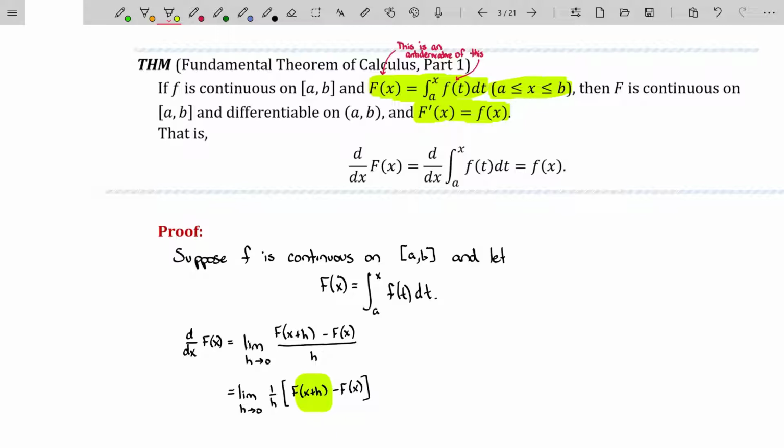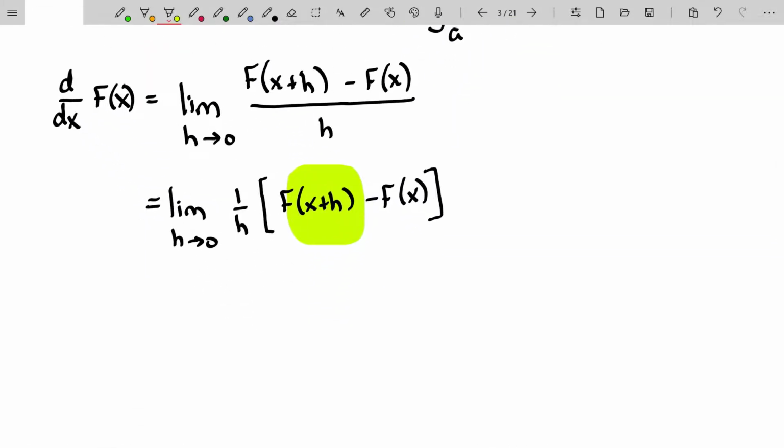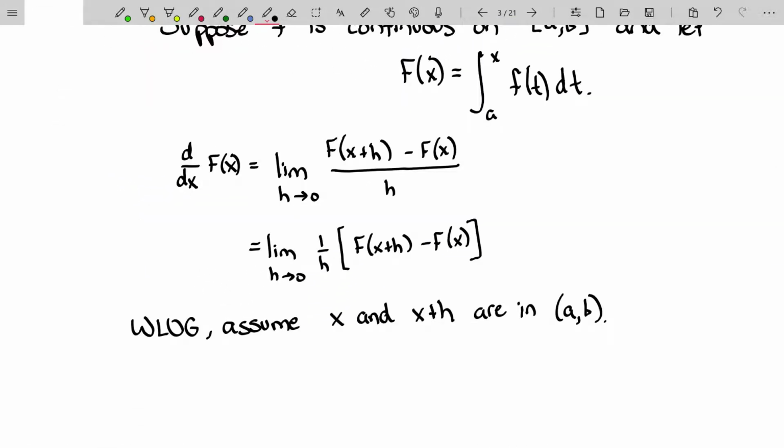So we're going to go ahead and make that one little bit of an assumption. Not major, but a minor assumption. Let me zoom in and just say that off to the side. Without loss of generality, that's what WLOG means, let's just assume that x and x plus h are in that interval. Nothing huge there. If you don't quite follow that, it's not a killer for this proof.